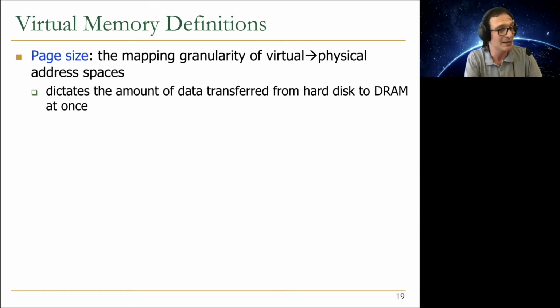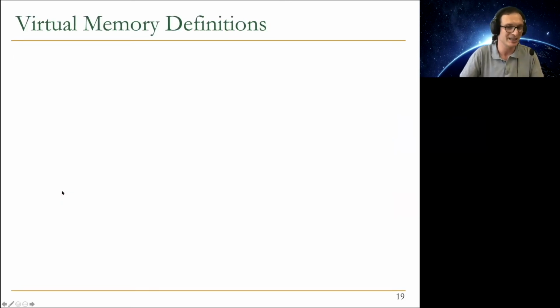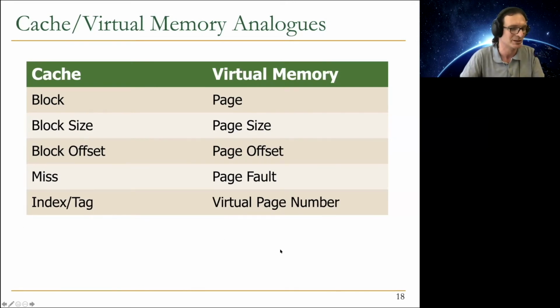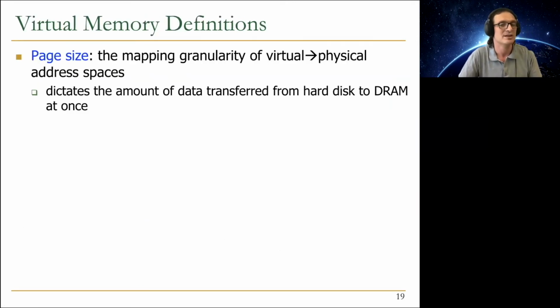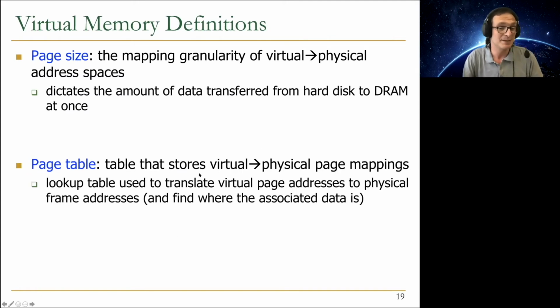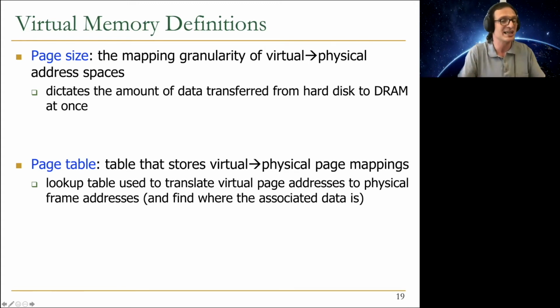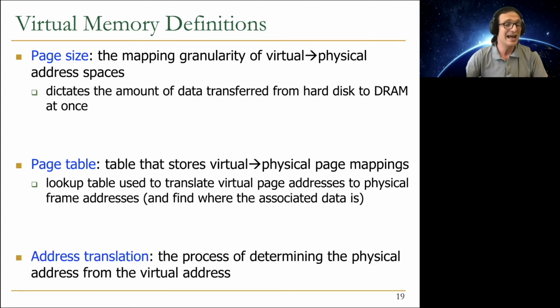This determines the page table size. Page table is essentially the tag store for the cache. I didn't say this explicitly over here, but we can add page table as potentially a tag store for the physical memory. Page table is a table that stores virtual to physical page mappings. It's really a lookup table used to translate virtual page addresses to physical frame addresses, and where to find the associated data is. So you can think of the translation table or a tag table as well, from the cache terminology, of course. And then address translation is the process of determining the physical address from the virtual address.